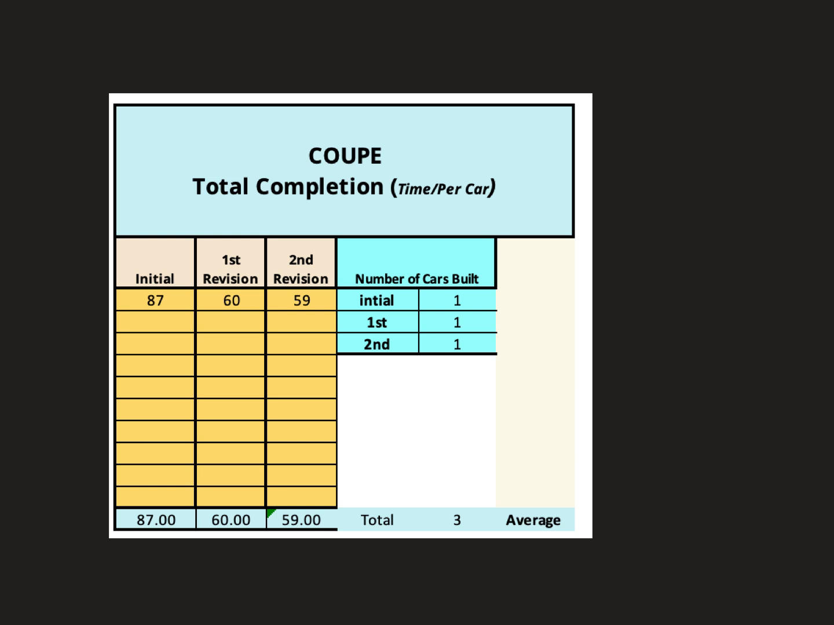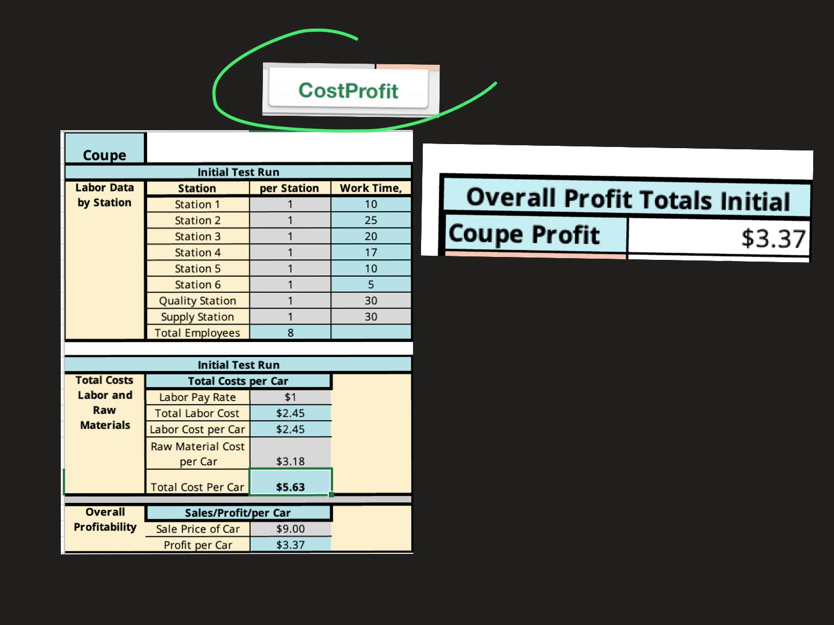Then here it pulls from that sheet, and if the data is filled in, so car number 1, car number 2, car number 3, etc., it totals how many cars they actually built. So since in the example I gave, I only filled in one row of data, the spreadsheet assumes they only built one car in the initial test, then one car in the first revision, and then one car in the second revision.